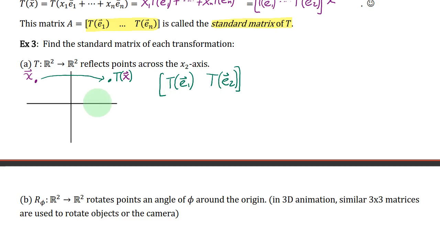So here's a picture of e1. Let's see that here. Here's e2 at the point 0, 1.